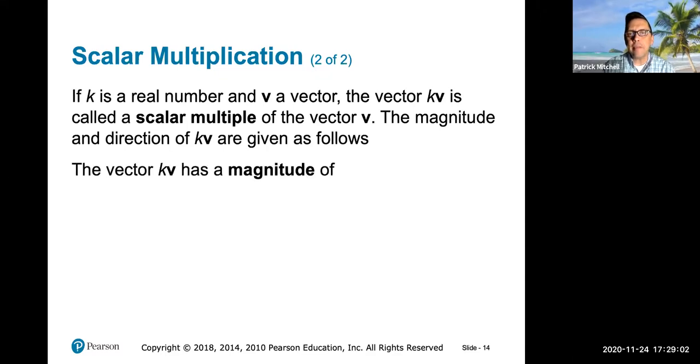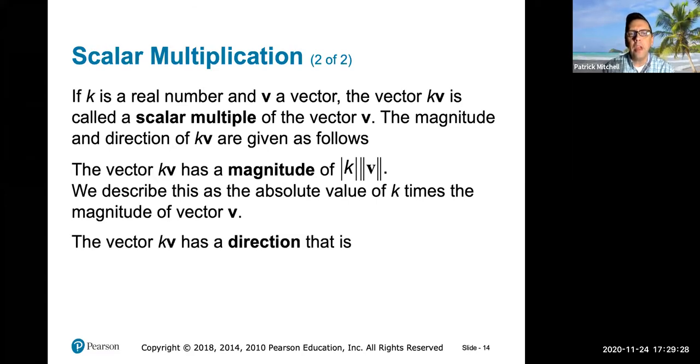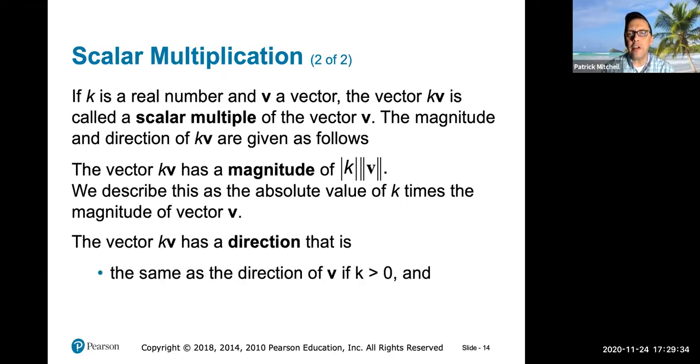Vector kv has a magnitude, the absolute value of k times the magnitude of v. All right, so you have to remember that absolute value of k, because k could be a negative number. The magnitude of a vector is never negative, right, because it represents a length. So we describe this again as the absolute value of k times the magnitude of v. Vector kv has a direction that is the same as the direction of v if k is positive, and the opposite of the direction of v if k is negative.